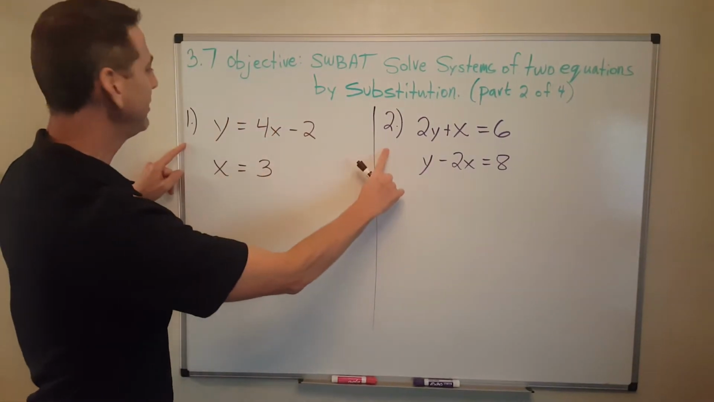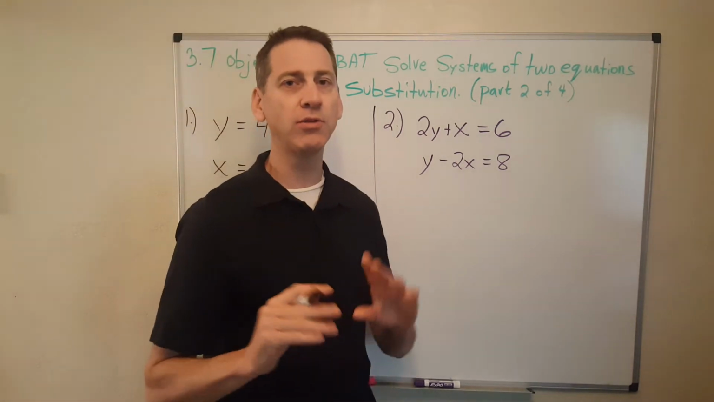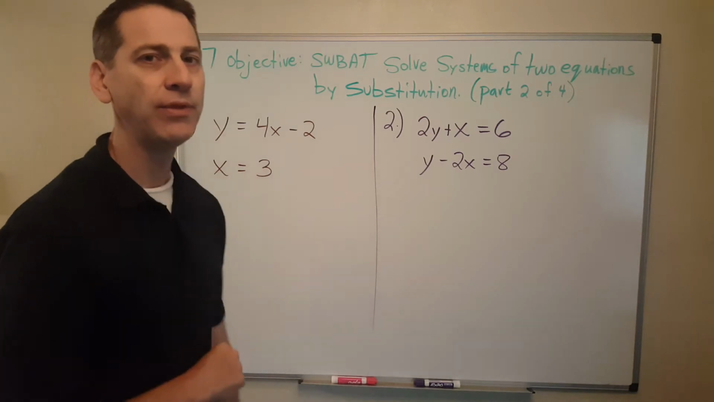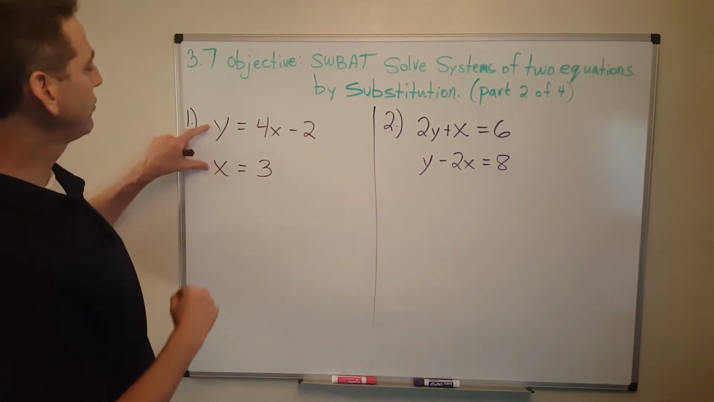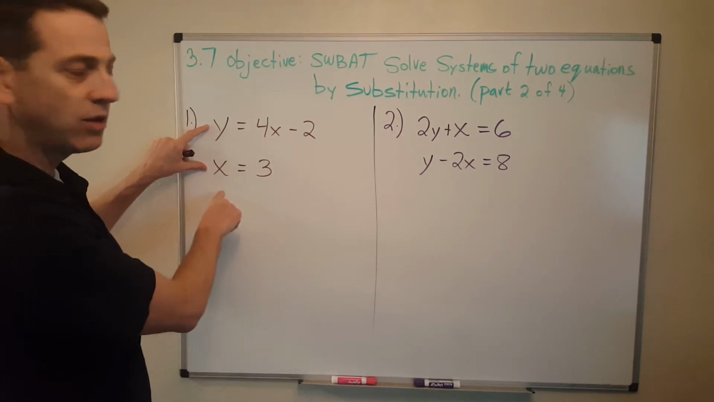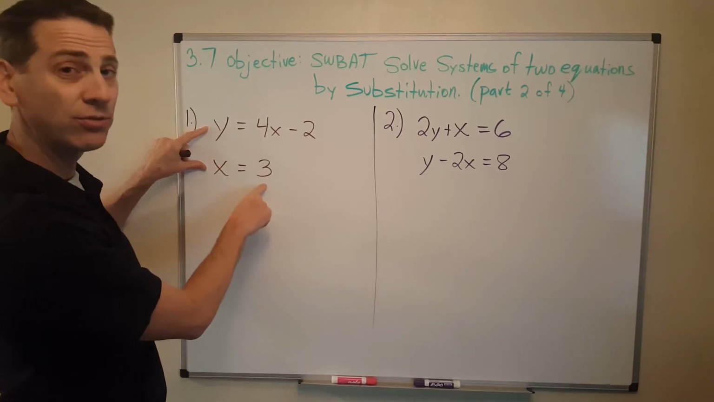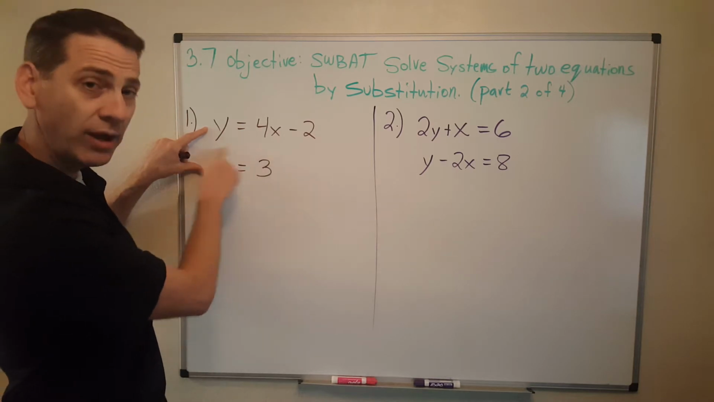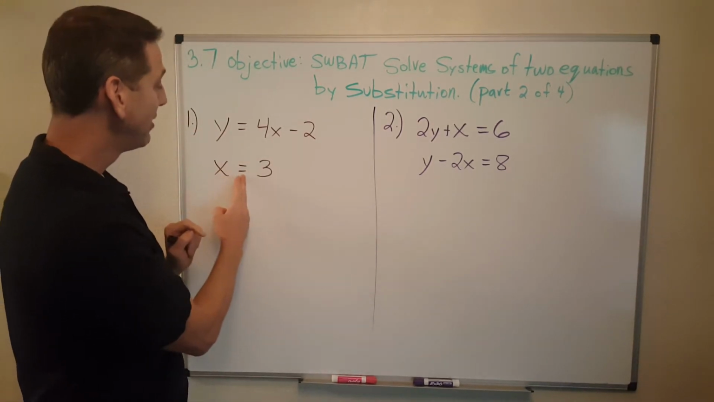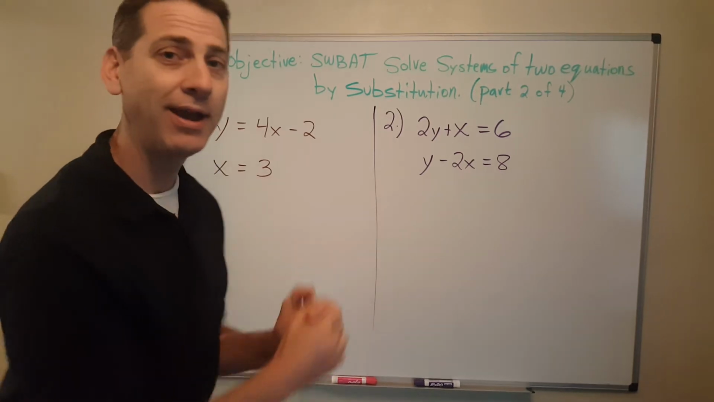I've got basically two different systems here. We're going to solve two different examples. Let's start off with an easy one. I have two equations. The first is y equals 4x minus 2. My second equation is x equals 3. By the way, that is an equation. It's got two expressions set equal to each other.